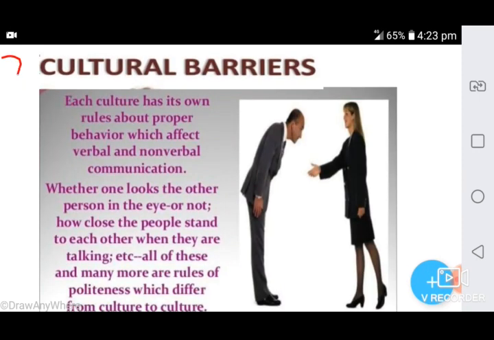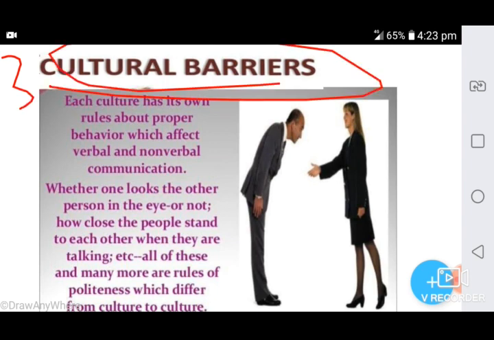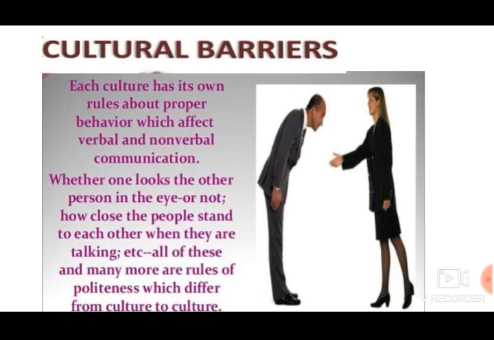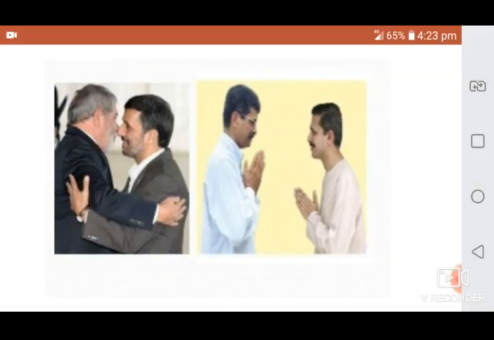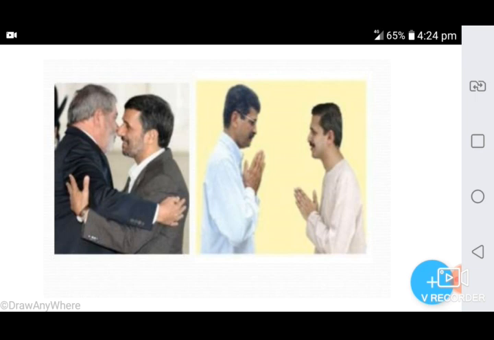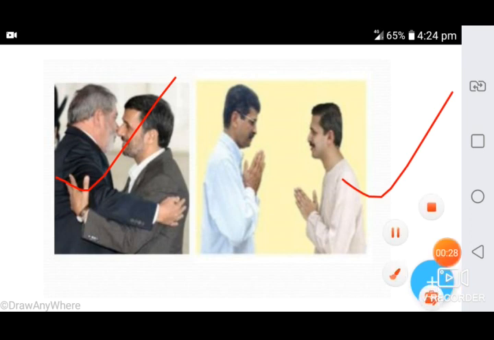Then the third one, cultural barriers. Here people who live in various cultures communicate differently and have different patterns of thought. For example, in America, people shake hands and even hug each other, but in India, they join hands to say hello or namaskar. This is called cultural barrier.